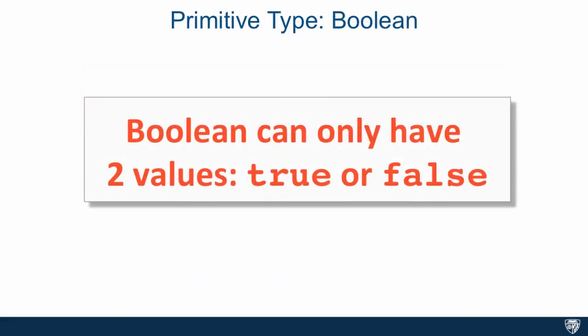First of all, Boolean. Well, Boolean can only have 2 values, either true or false, and true and false are reserved keywords in JavaScript language. Now, if you've ever done any programming at all, and this course assumes that you have, you should be very familiar with this type. Enough said, really.